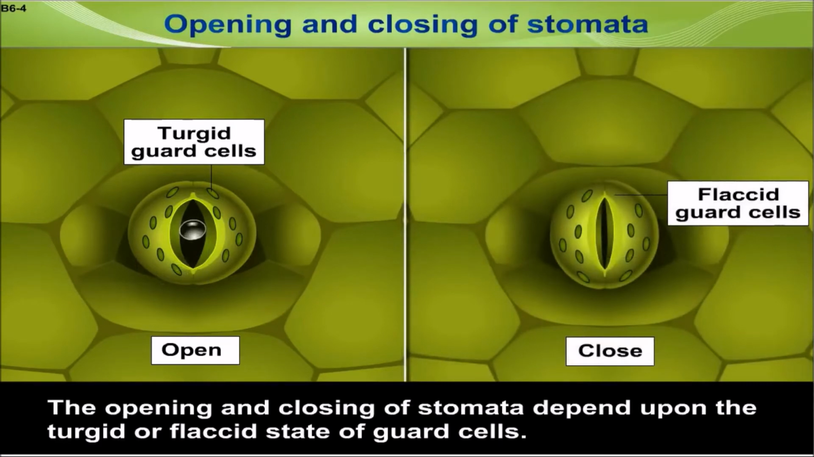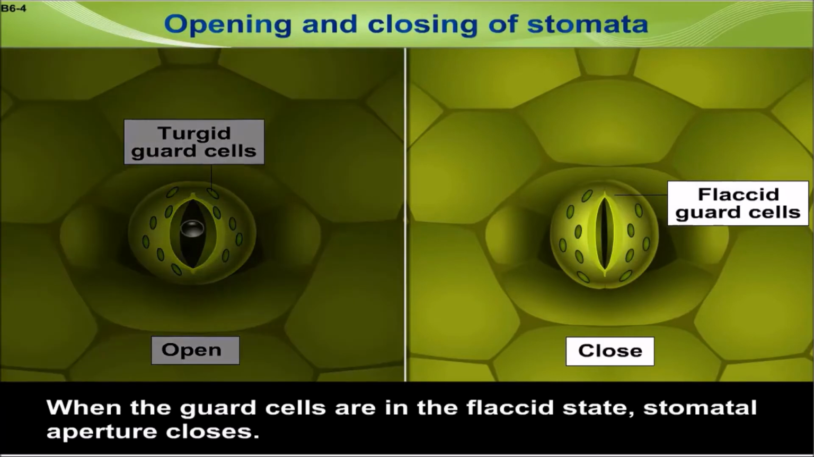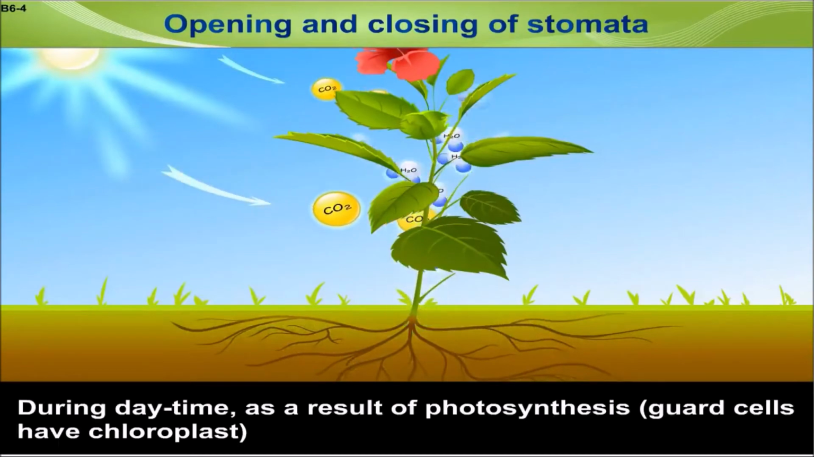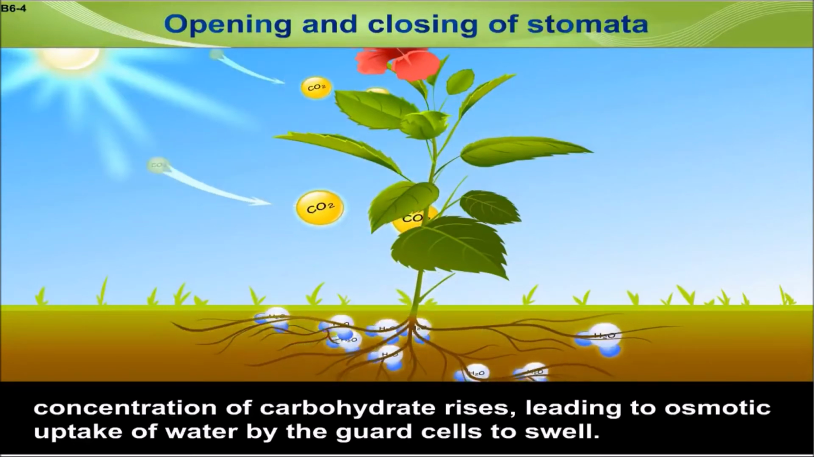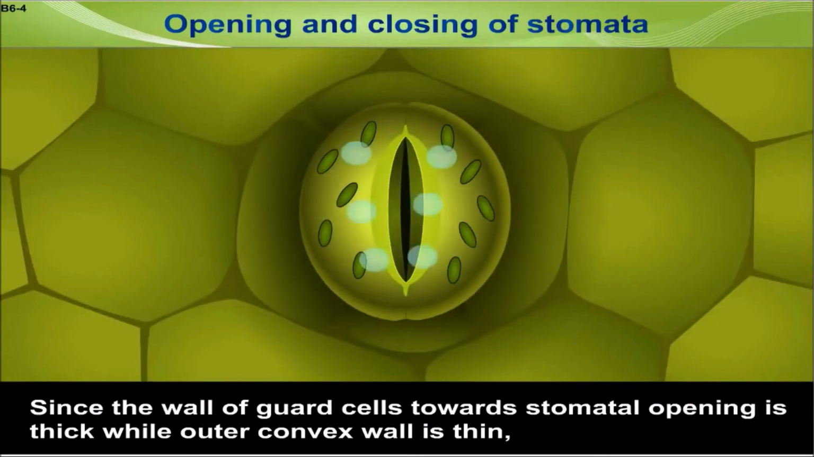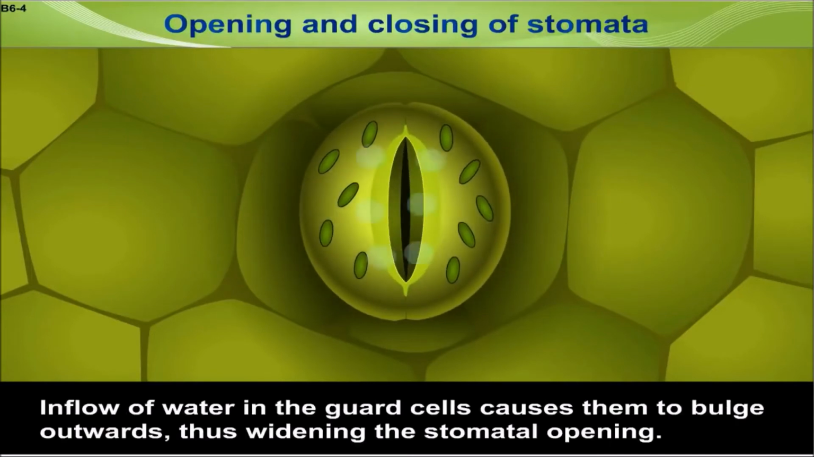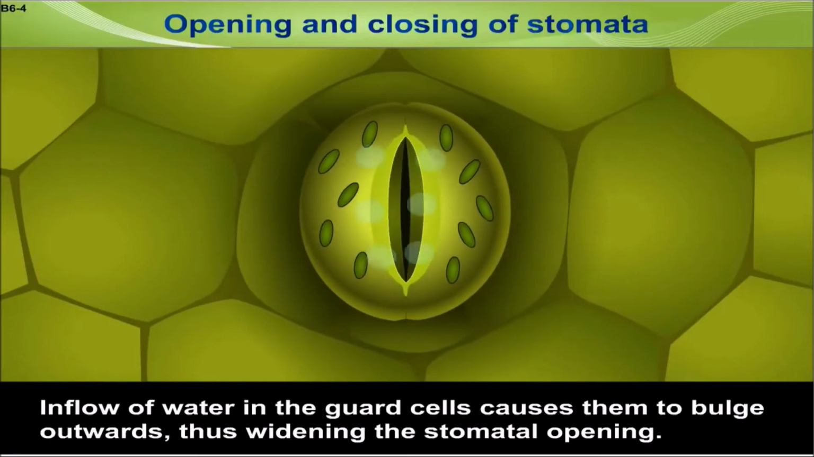The opening and closing of stomata depend upon the turgid or flaccid state of guard cells. When the guard cells are in the flaccid state, the stomatal aperture closes. During daytime, as a result of photosynthesis, as the guard cells have chloroplast, the concentration of carbohydrates rises, leading to osmotic uptake of water by the guard cells, which swell. Since the wall of guard cells towards the stomatal opening is thick, while the outer convex wall is thin, inflow of water in the guard cells causes them to bulge outwards, thus widening the stomatal opening.